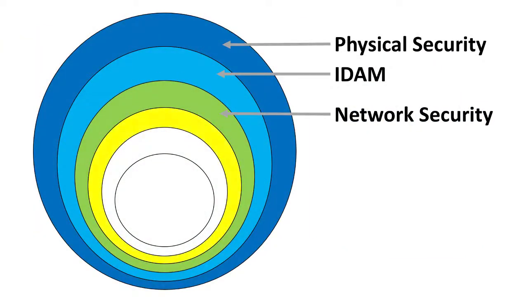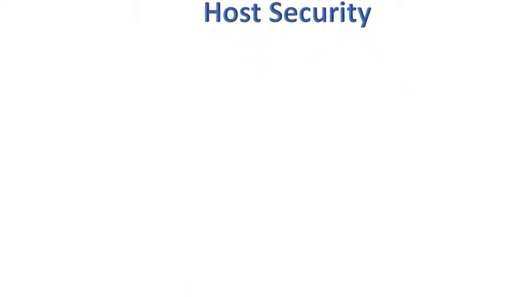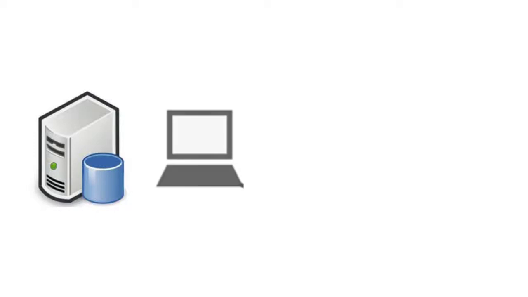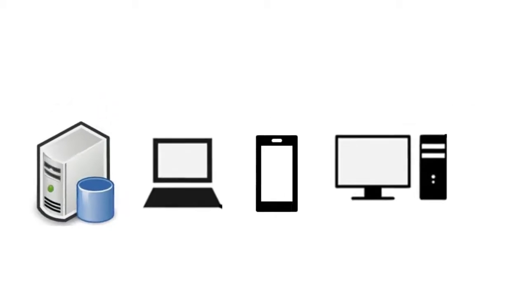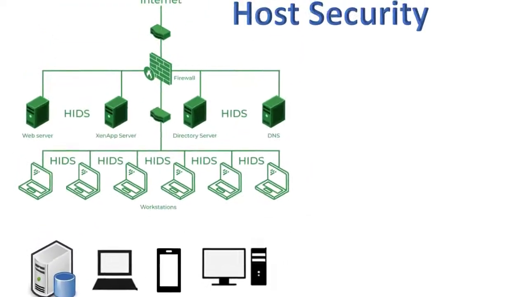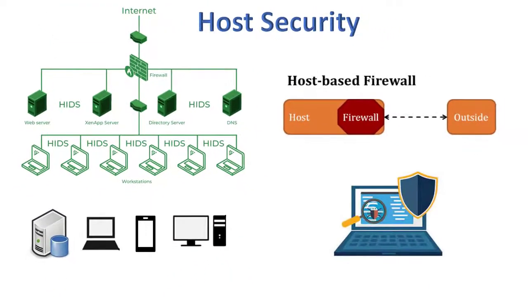The fourth layer of security is host security. This involves securing the individual devices or hosts that make up a system, such as servers, laptops, mobile devices, and workstations. Host security controls can include intrusion detection and prevention software, host-based firewalls, and antivirus software.